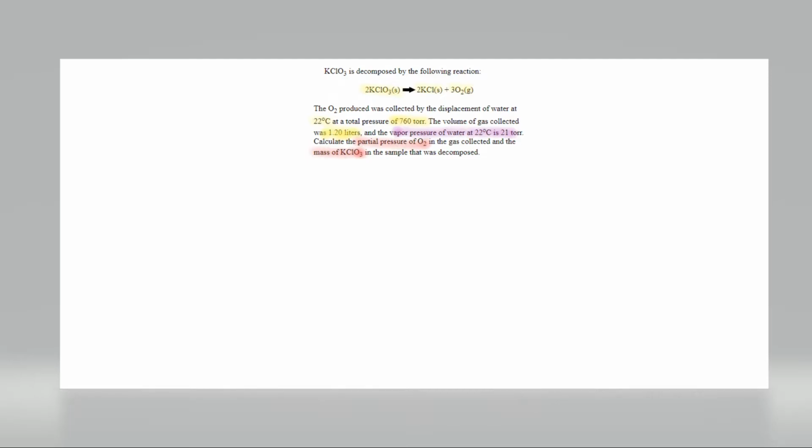Okay. So you have O2 that's produced in this reaction. And once you know the moles of that, then you can figure out the moles of the potassium chlorate, which would give us the mass of potassium chlorate. So kind of involved, but it should be an interesting problem. So let's start with what we are given.